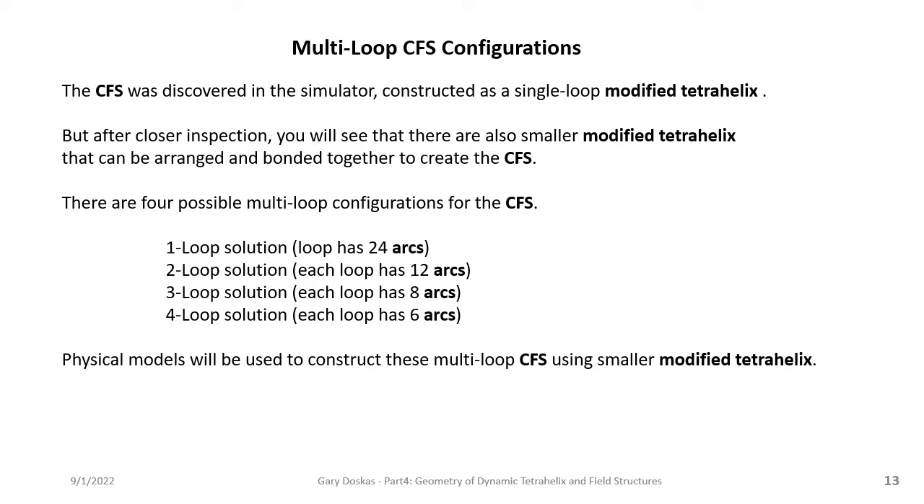There are 4 possible multi-loop configurations for the CFS. There is a 1-loop solution for the CFS, as well as a 2-loop solution, a 3-loop solution, and a 4-loop solution. Physical models will be used to construct these multi-loop CFS using smaller modified tetrahelix.